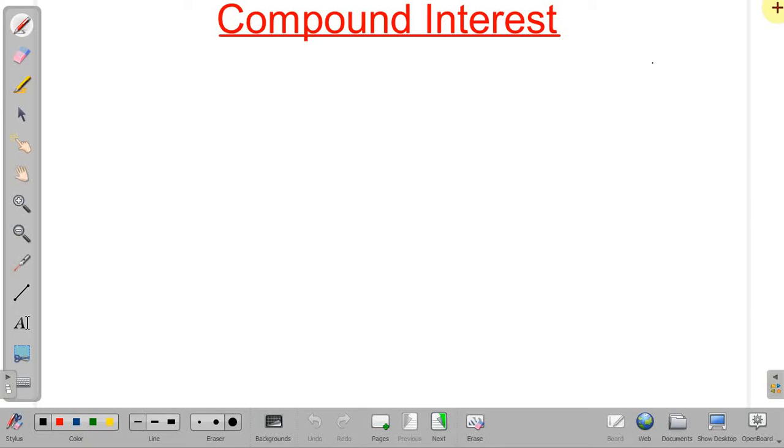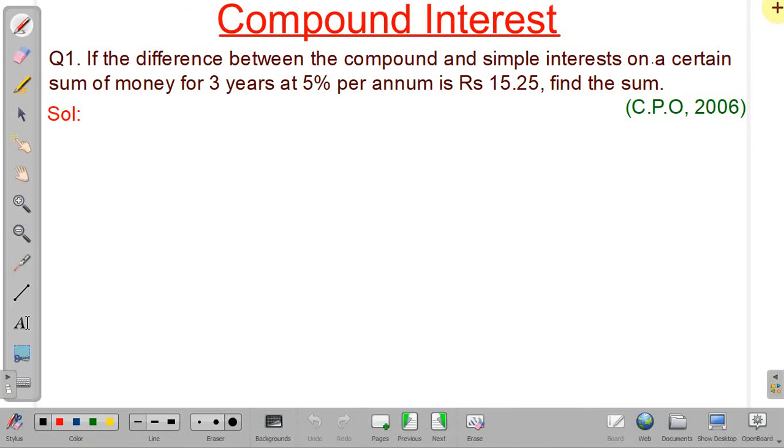In this lecture, we will discuss some important problems on the topic compound interest. So let's start. See, in this problem, what is given? Difference between compound interest and simple interest on a certain sum of money is given as rupees 15.25. Time duration is 3 years and rate of interest per annum is 5%. Okay, so we have to find the sum.